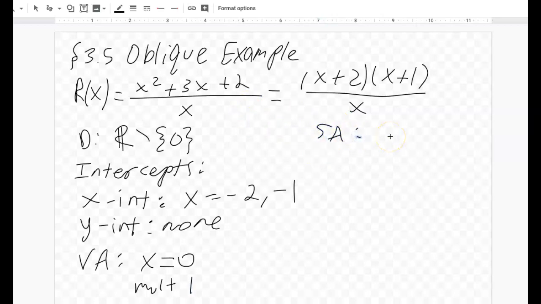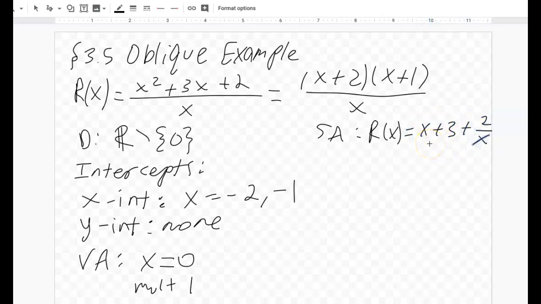And in other problems, you may have to do polynomial long division or synthetic division. Since we have a monomial in the denominator, I can divide each term on top by x. So I'm going to have r of x equals x plus 3 plus 2 over x.